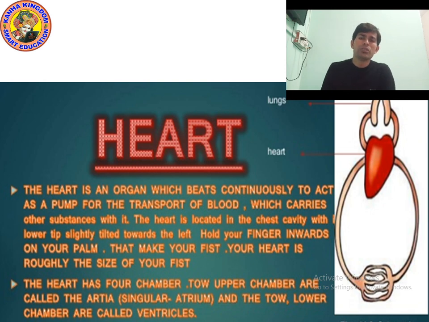Now let me show you the picture of the heart again. I think you might have practiced the diagram of the heart at home. If you have not, then please do practice. I am again showing you. Let's move on to the next point.